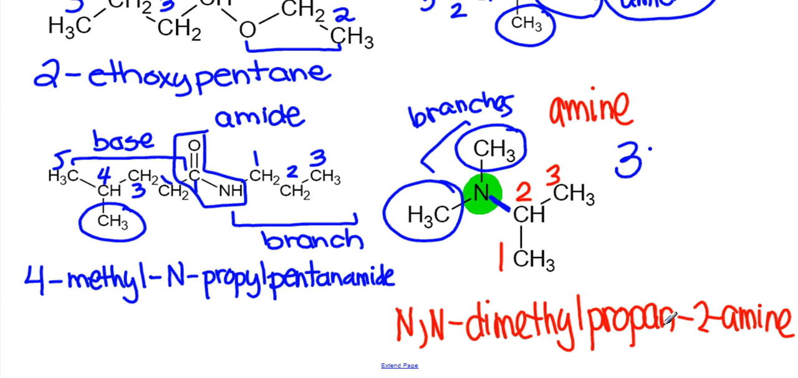Prop and amine are for 3 carbons here, all single bonds. But then you have to put the 2 in to say where is that amino group attached? It's attached at carbon number 2. So that's referring to that position right in there.